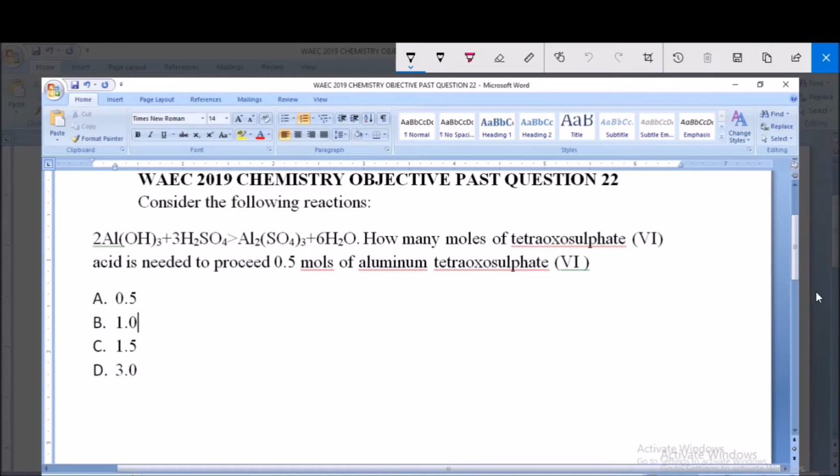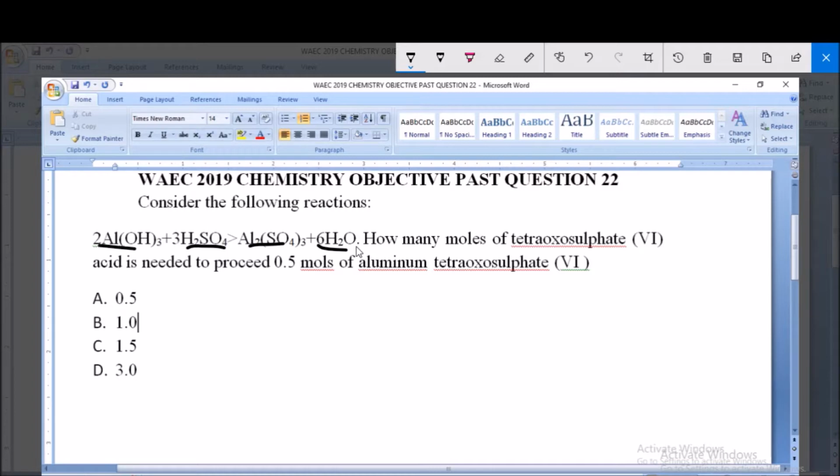I'm going to be answering WASSCE 2019 Chemistry Objective Past Question 22. Consider the following reactions. So you have aluminium hydroxide reacting with tetraoxosulfate VI acid to yield aluminium tetraoxosulfate VI and water. How many moles of tetraoxosulfate VI acid is needed to produce 0.5 moles of aluminium tetraoxosulfate VI?